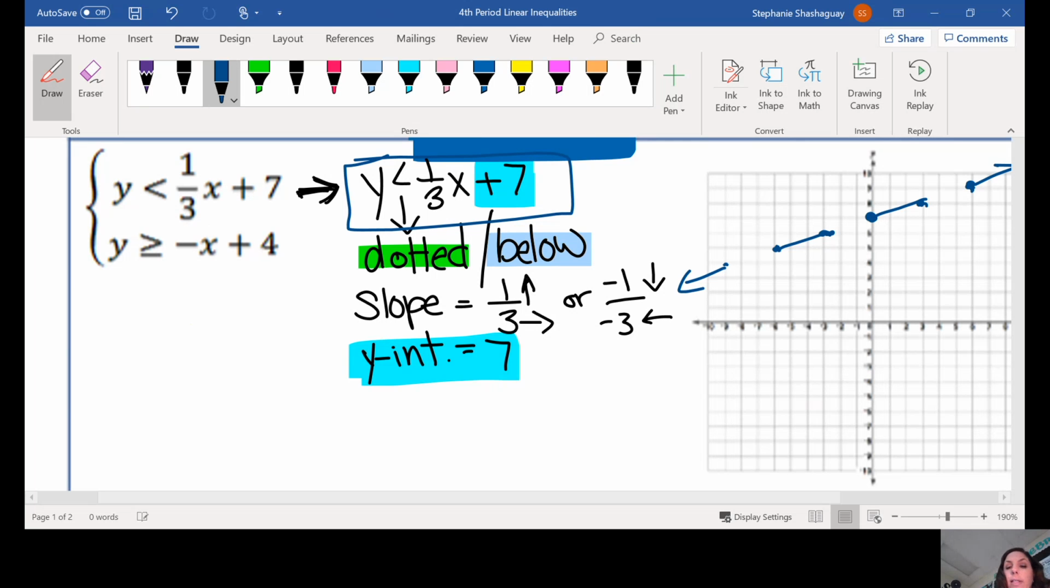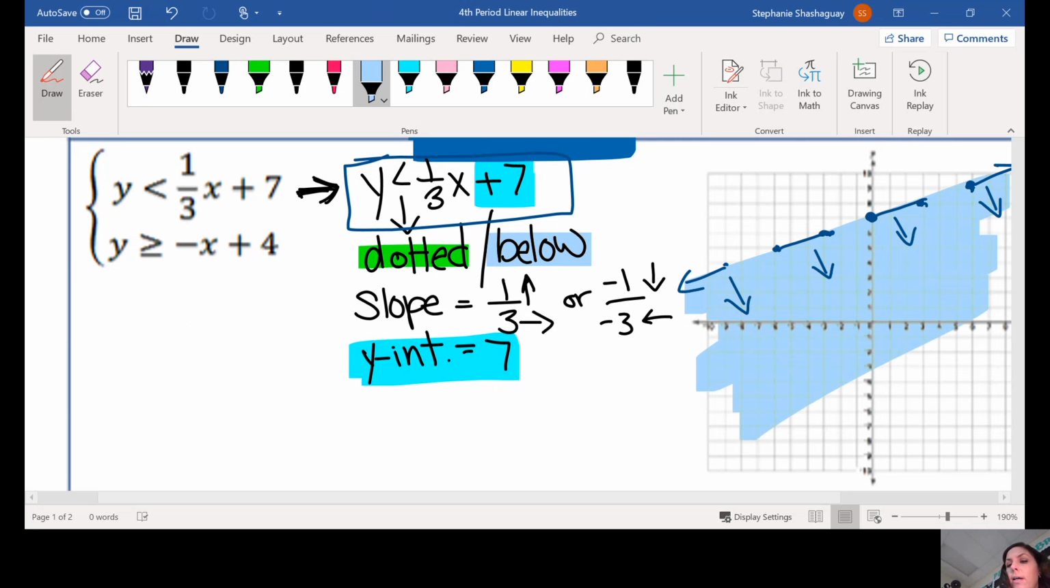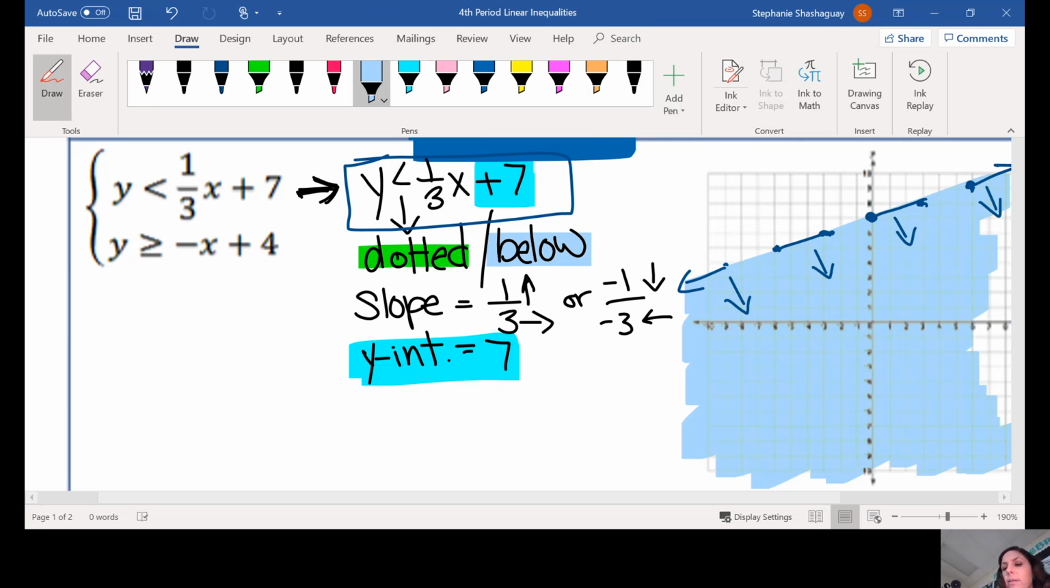And for this line, I am shading below. So this area, and I need to shade it. I'm going to shade it in the blue. So all of these ordered pairs below that line would be solutions to this inequality, okay?